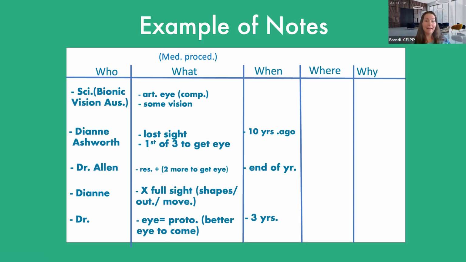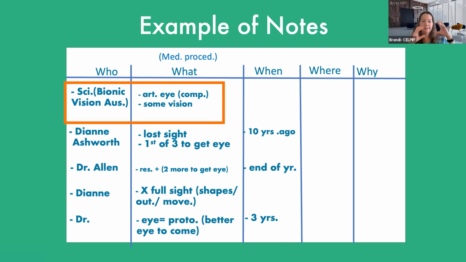So at the top of my notes, and I'll put an orange box around where I want you to look, it'd be right there. You can see under the who and the what column, right at the very beginning, the news reporter explains to us that scientists, that's the who, these are the people, you can see my short form, and they happen to work for a company called Bionic Vision Australia. So I chose to write it that way.